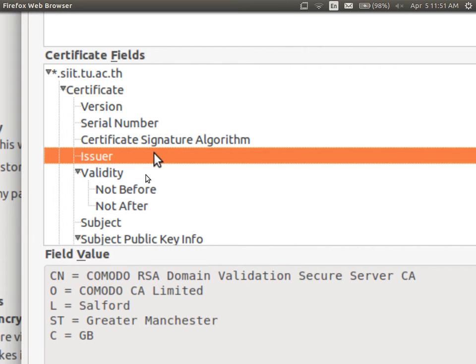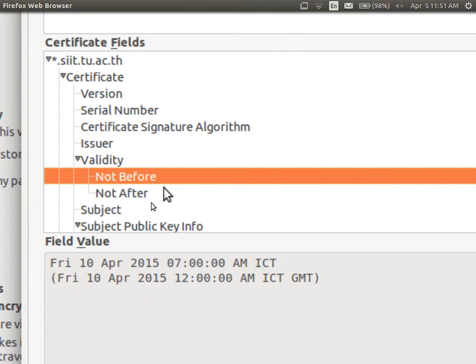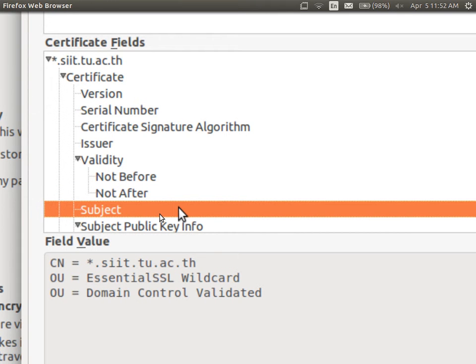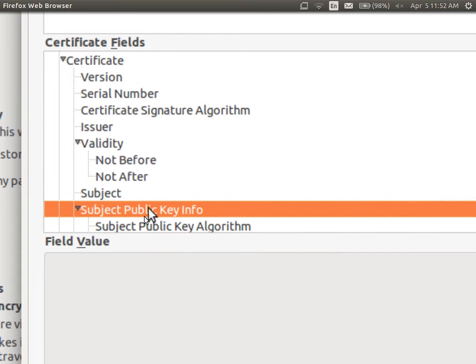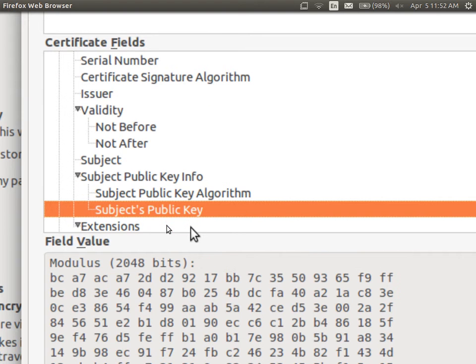Who issued the certificate? That is the name of the authority. The common name is this Komodo certificate authority and some address information. Timestamp, not valid before or after these times. The subject is whose certificate, the server. The server, actually it represents multiple servers, anything that ends with the SIT domain. And of course the public key information. In a certificate, the most important thing is the public key.